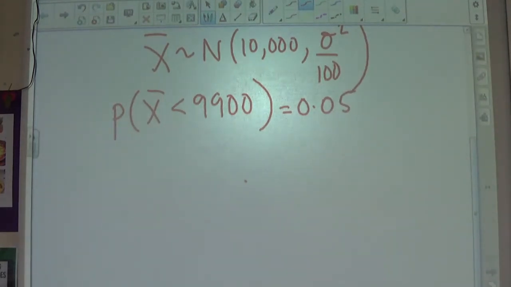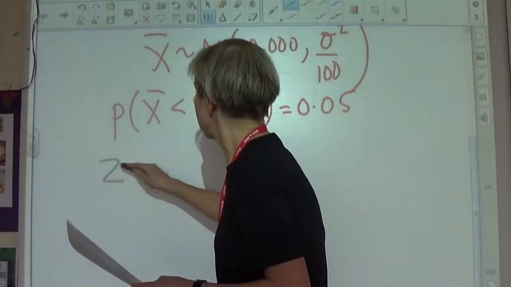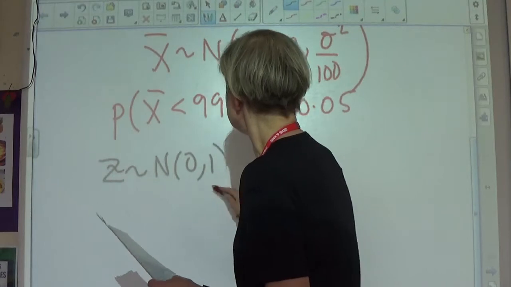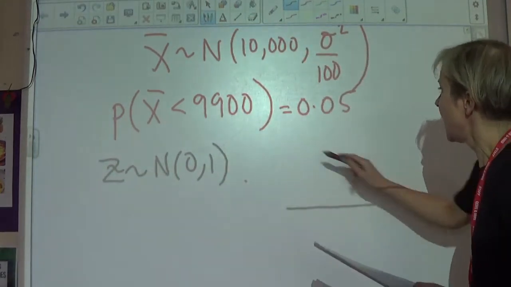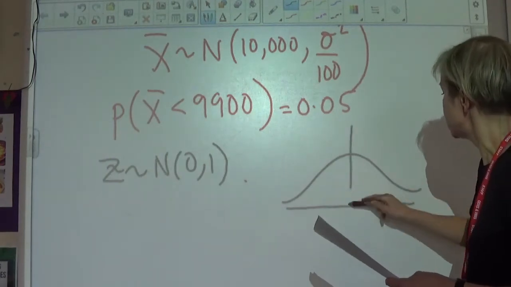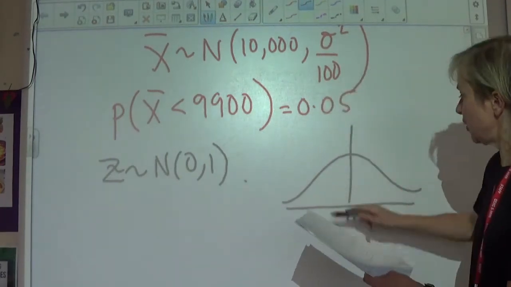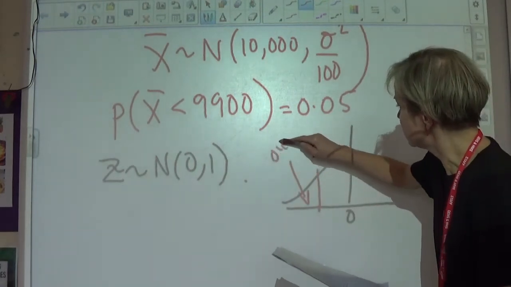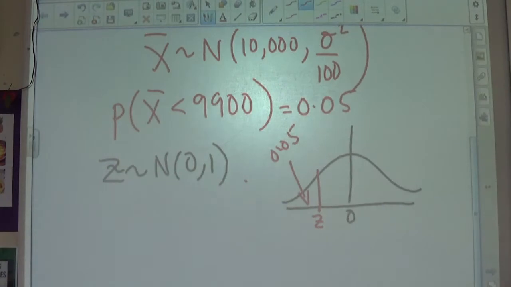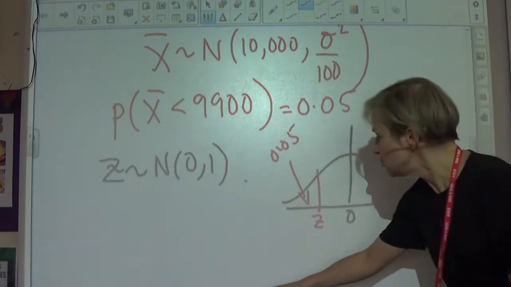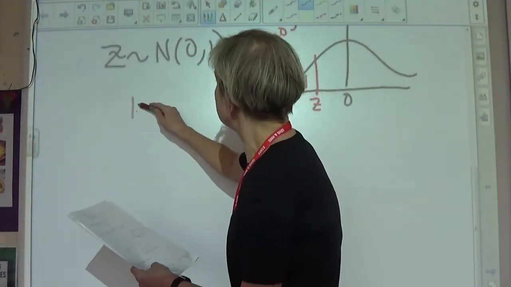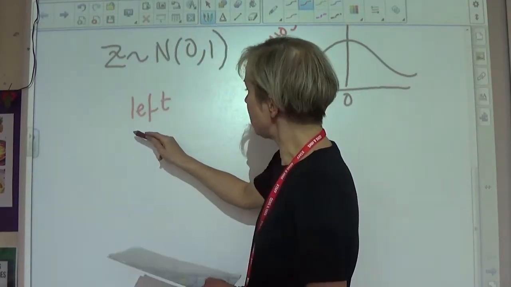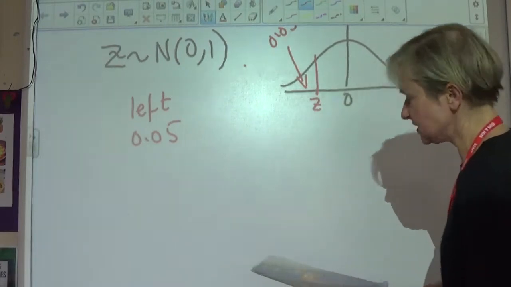Now, when I don't know the mean or the standard deviation, I have to use my standard normal distribution, which is Z. And Z is normally distributed with mean 0 and standard deviation 1. I'm looking at a less than, so if I visualise that normal distribution, I know that I want it to be less than 5%. So you can see that the value of Z you're going to want to find is going to be negative. So you're going to use your inverse normal, looking at your left tail, with a probability or an area of 5%.